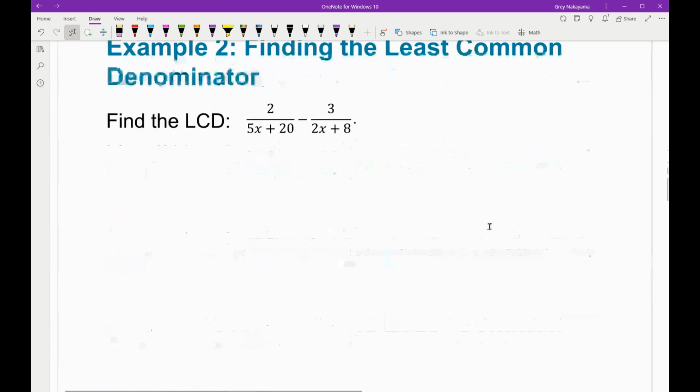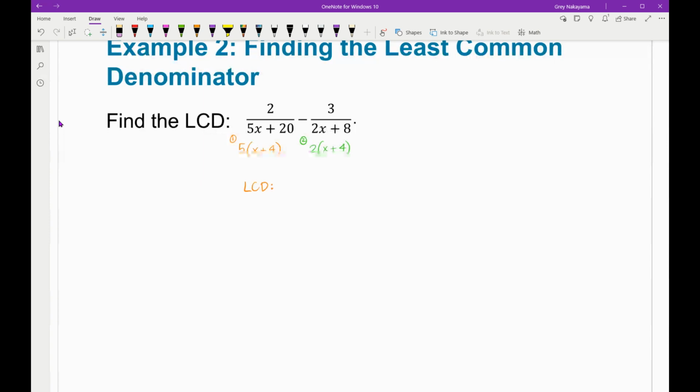So look at this problem. 2 over 5x plus 20 minus 3 over 2x plus 8. So the first thing I'm supposed to do, I need to factor both of the denominators. So that's a common factor of 5, and a common factor of 2. All they're asking me for is to find the LCD, so I'm just showing you how to factor both of them.